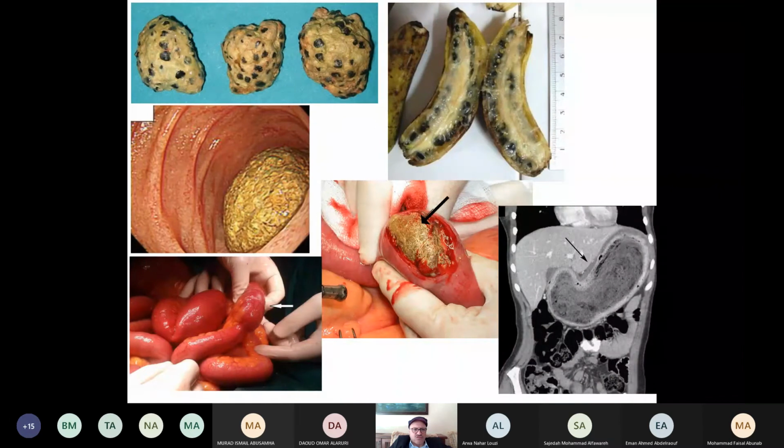Phytobezoars, certain types of food. For example, this fruit is not present in our part of the world. But we have something similar, which is the aloe. It may accumulate before a narrowed area. So if somebody is having narrowing somewhere in the small intestine, it may accumulate. Or the fibers of orange, for example, may accumulate in front of a narrow area. These are quite rare.